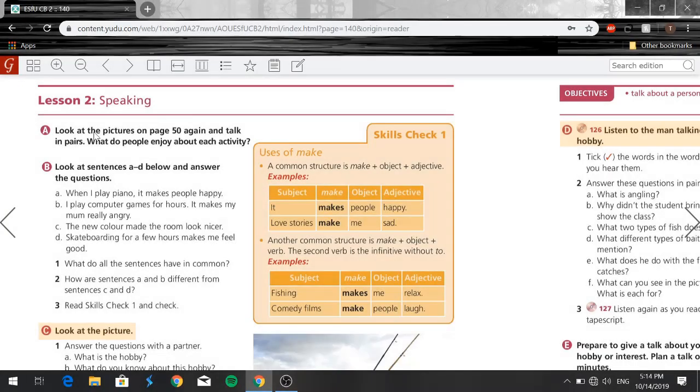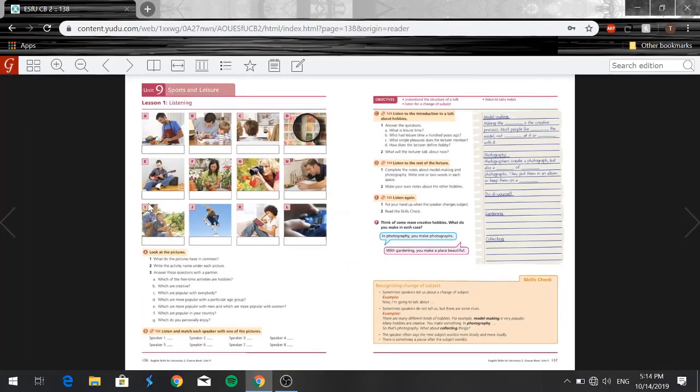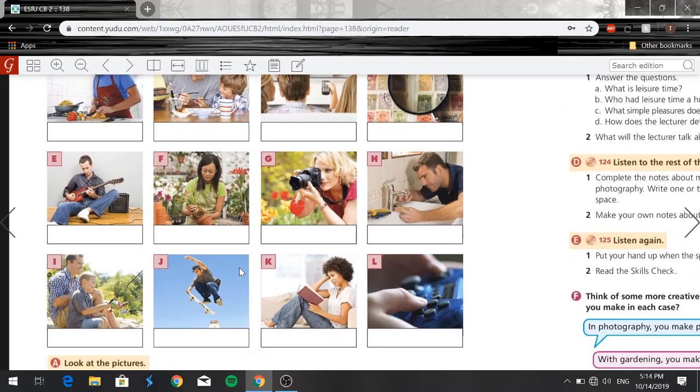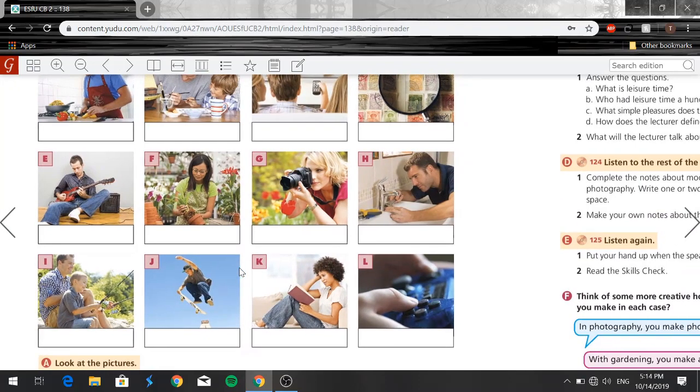Alright, you guys, so now let's move on to lesson 2, speaking. Let's hop right in. Here we have exercise A. Look at the pictures on page 50 again and talk in pairs. What do people enjoy about each activity? So what I want you guys to do is go back to listening for a second here and take a look at these pictures and start talking, right?